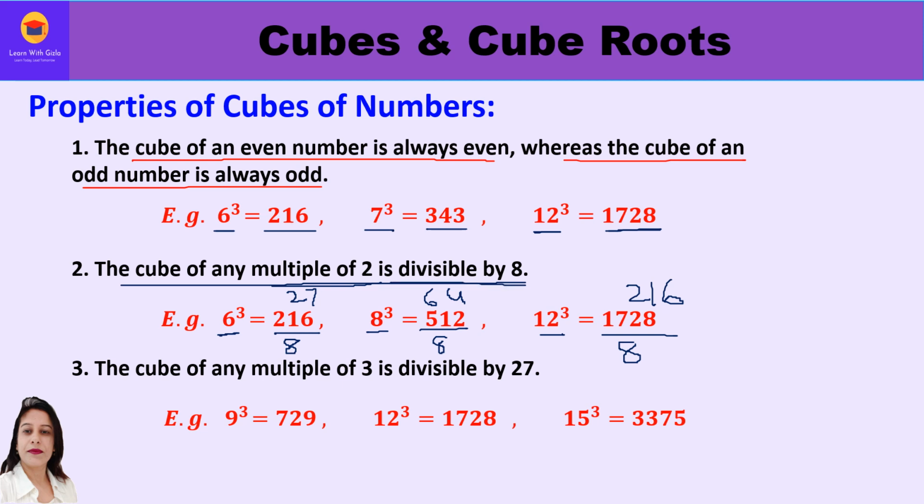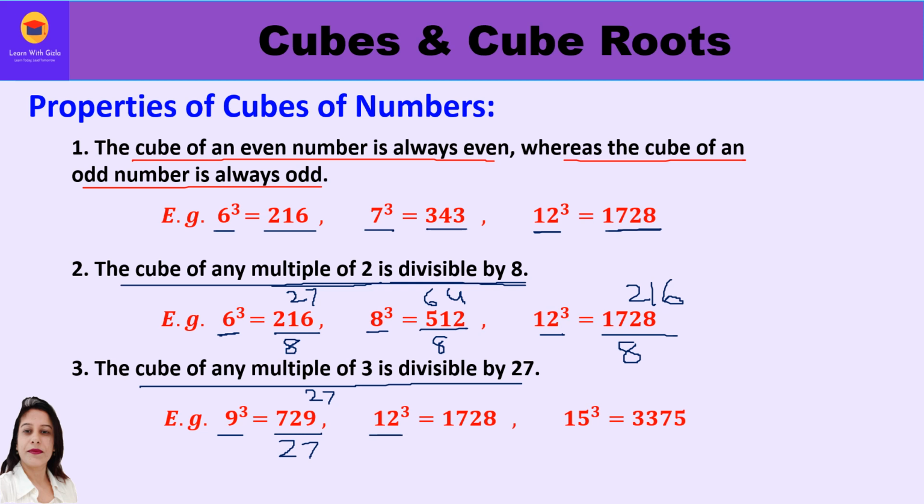Similarly, the third property says the cube of any multiple of 3 is divisible by 27. Let us take an example. Suppose we take 9 as a number which is a multiple of 3. 9 cube is 729. If I divide by 27, I shall get 27 as a quotient. That means it is divisible by 27.